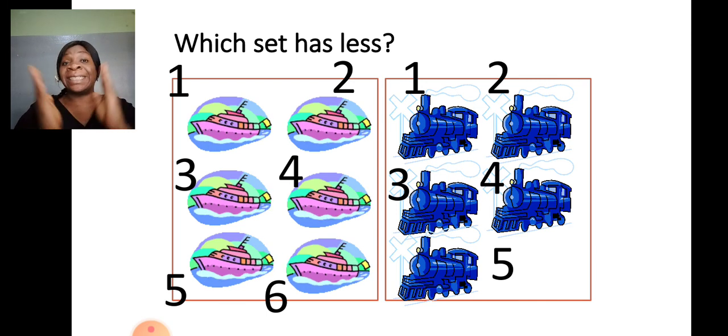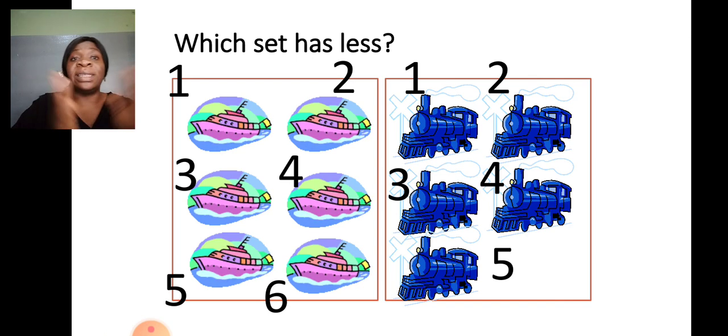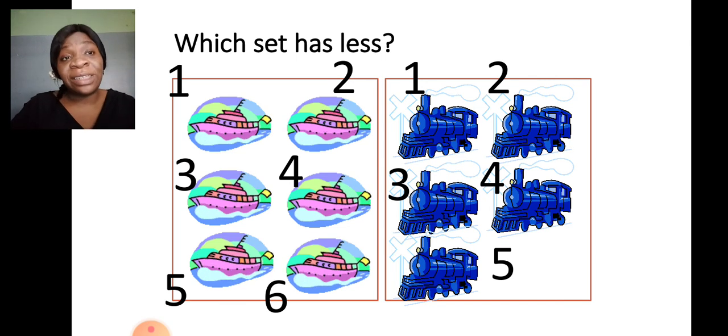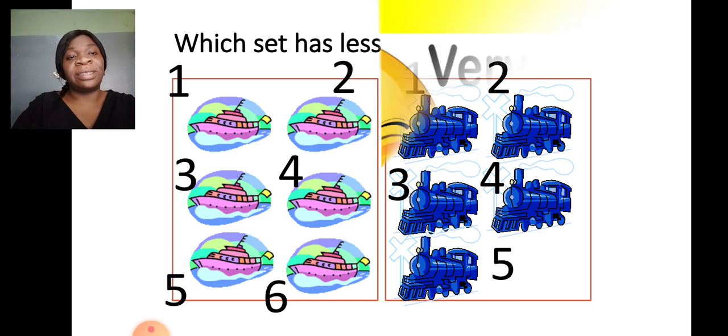Okay, the boats are 6, while the trains are 5. So which set is less? 6, 5. Which one is lesser? Which number is smaller? You're right, it's 5. 5 is lesser than 6. So the set that has less is the train set, because there are 5 in number, while the boats are 6 in number. So the trains have less.